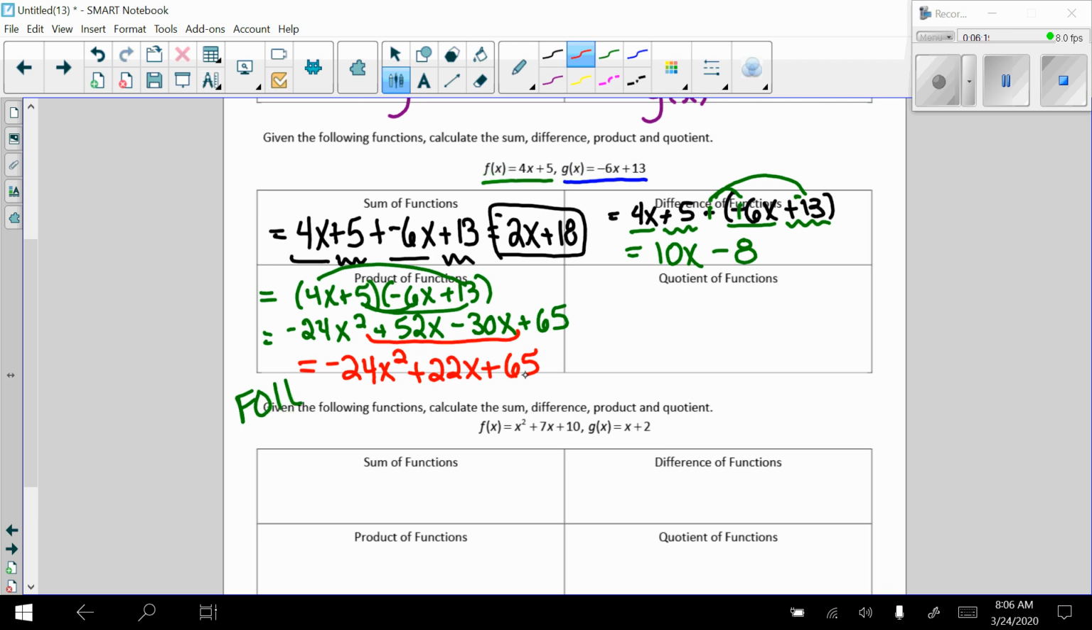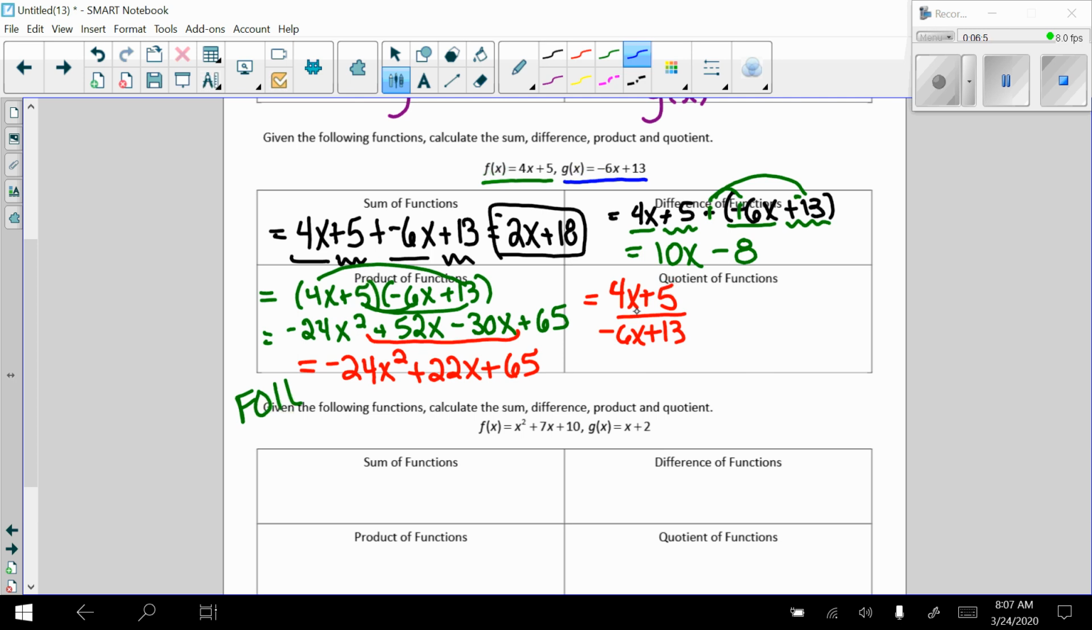For the quotient of functions, we're going to divide. So we're going to have 4x plus 5 over negative 6x plus 13. Now we have to see if there's anything we can simplify there. Well, there isn't. We can't factor anything out of the numerator or denominator. We know that we're not allowed to just cancel a couple of terms. It's kind of like an all or nothing deal. So there's no simplifying we can do here.